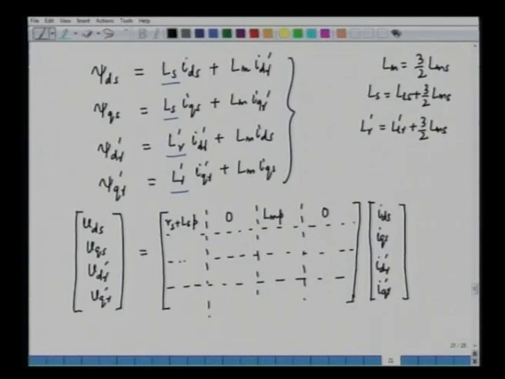Similarly, the second row we have RS plus LSP in the q axis stator, the resistance is the same, the inductance of the d and q axis are the same. Then we have coupling with the q axis rotor. There is no rotational induced EMF. So, we can make this element equal to 0. In the rotor, we have the rotor resistance drop, the rotor inductance drop, and then we have coupling with the d axis stator.